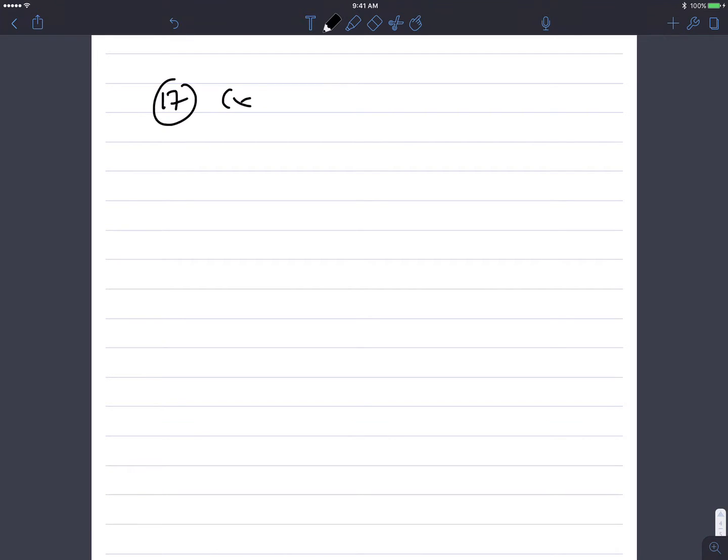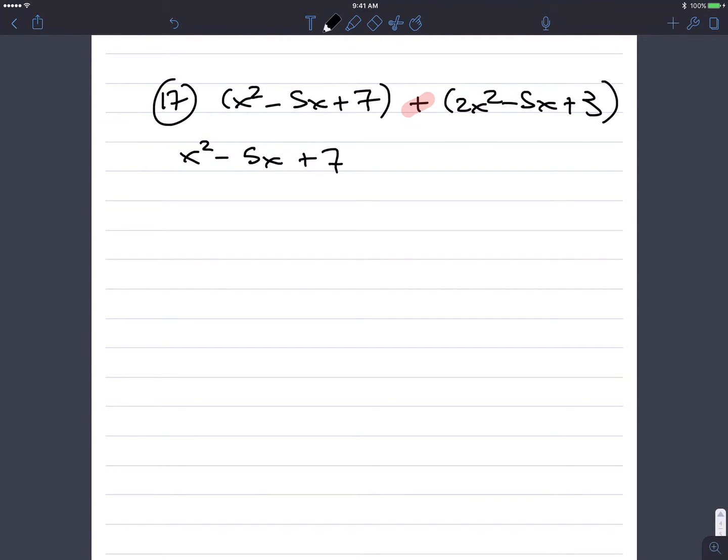17. x squared minus 5x plus 7 plus 2x squared minus 5x plus my 3. Since this is addition, we just drop the parentheses. And we're going to combine our like terms.